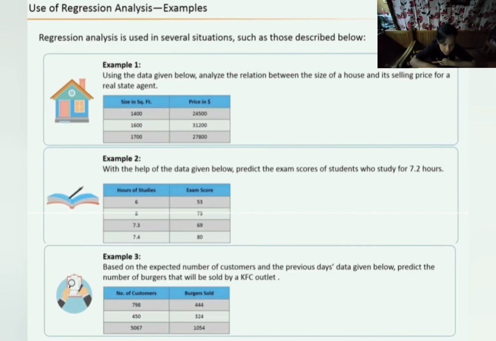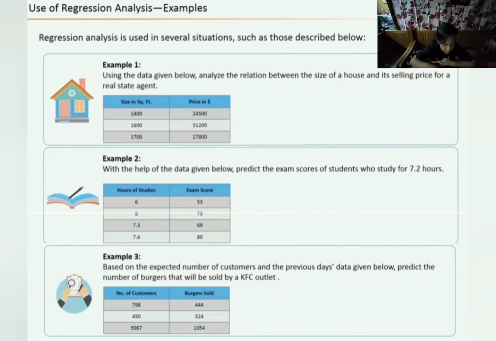We'll look at a few examples of regression analysis. Regression analysis is used in several situations, such as those described on the screen. Example number 1. Using the data given on the screen, we have to analyze the relation between the size of a house and its selling price for a real estate agent. And example number 2, we need to predict the exam scores of students who study for 7.2 hours with the help of the data shown on the screen.